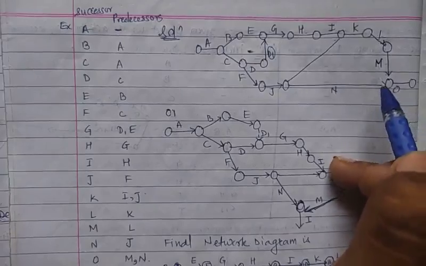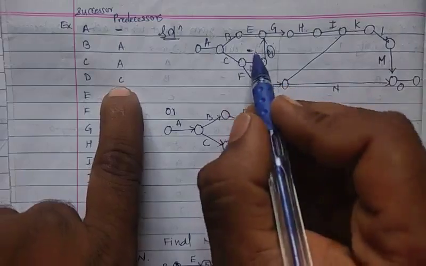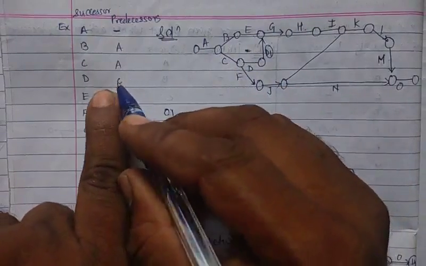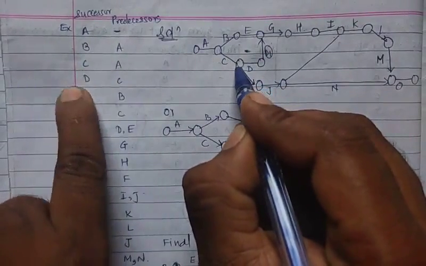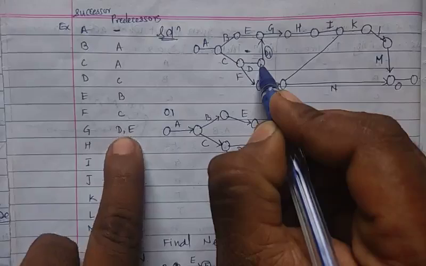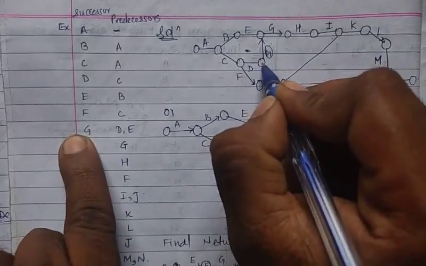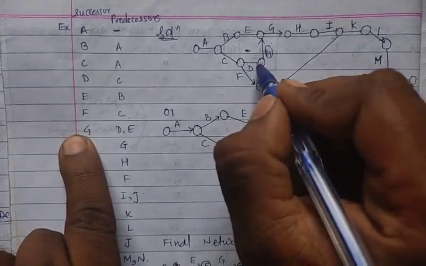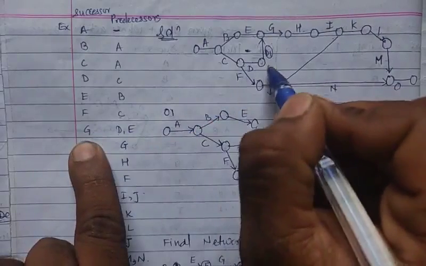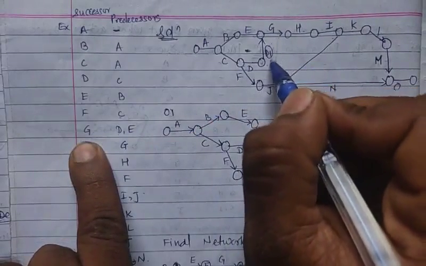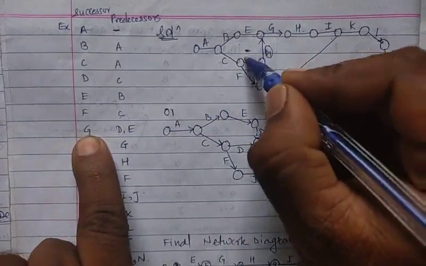Okay, next, what remains? Next it remains C. C goes to what? So here A goes to C, C goes to D, D goes to G. So here is a dummy activity, call this dummy D1. D goes to G, so we can draw a direct straight line.